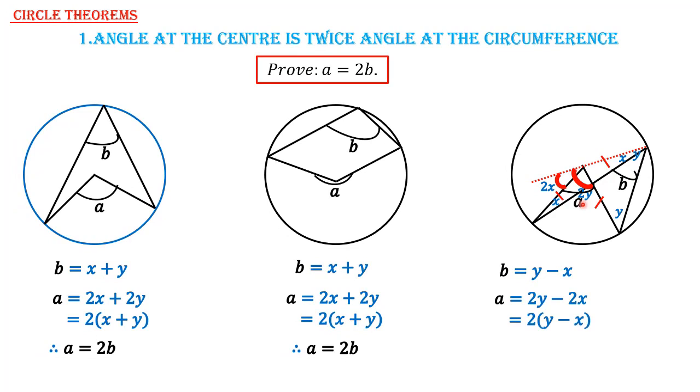Then, here's our A. Good. And we are saying that from here is 2Y. So 2Y minus 2S. Then we factor the 2 out. So we got A is twice of the B. So with this property, we are saying that the angle at the center is twice the angle at the circumference. With this proof, I hope you understand better.